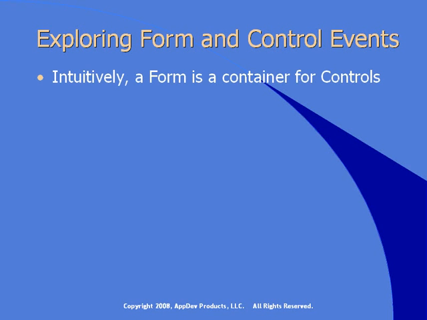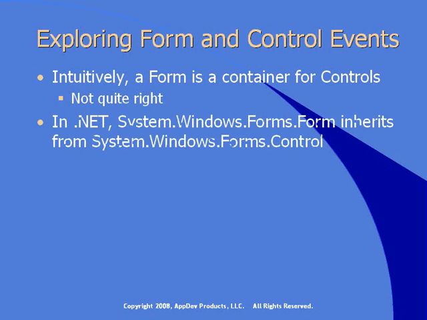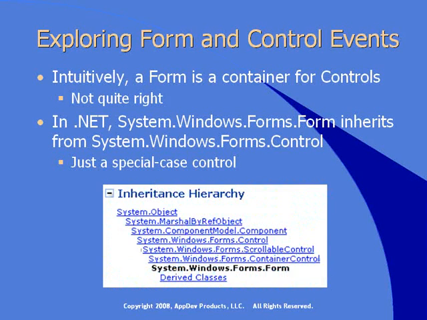You would think that a form is really a container for controls, and really it is, but that's not quite right. In .NET, the system.windows.forms.form class inherits from the system.windows.forms.control class, which means it has a property which can contain controls, but it itself is just a special case of the control class. If you look in the .NET Framework documentation, you'll find this hierarchy of controls.